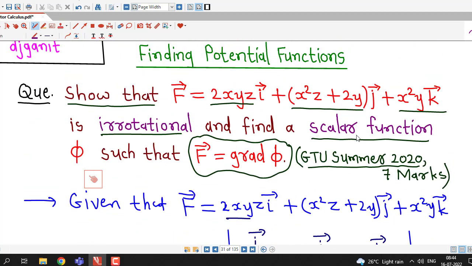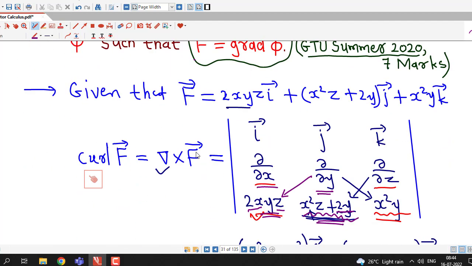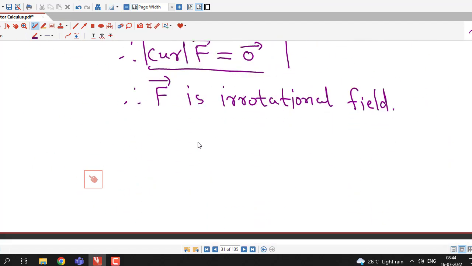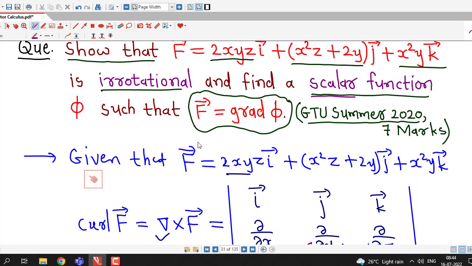Second part is to find a scalar function phi such that f bar equals gradient of phi. So to find out that scalar potential, we note that here components of f bar are defined for all points in R3.